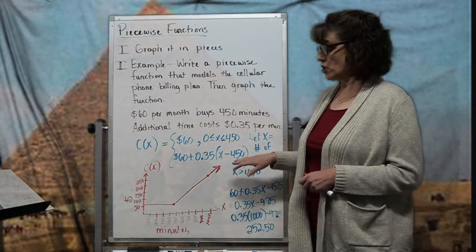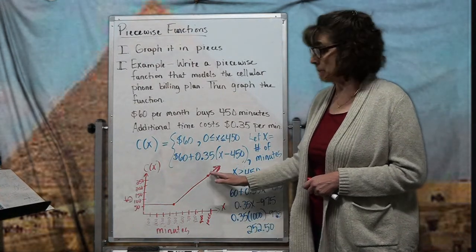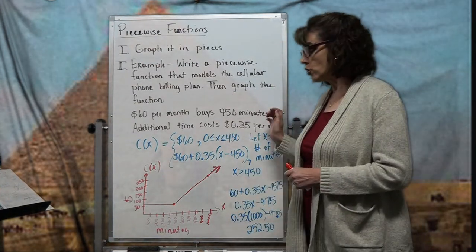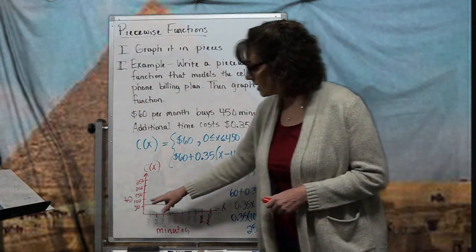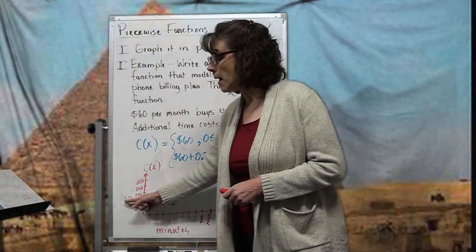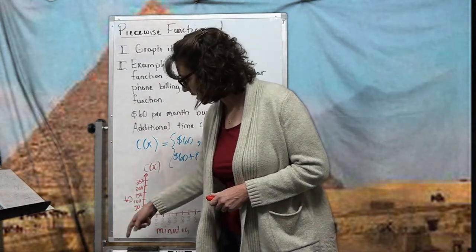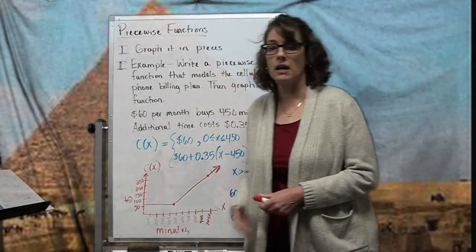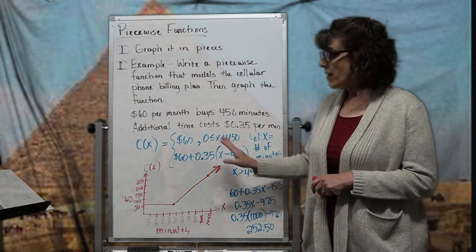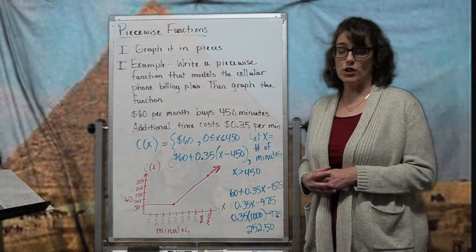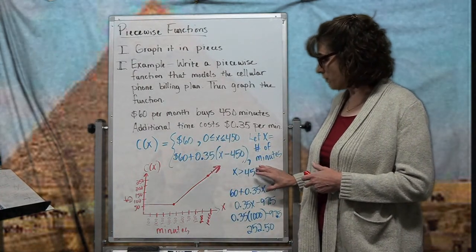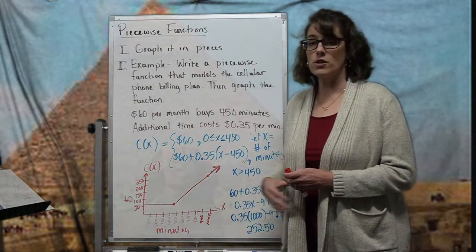Now, I'm not going to talk for a forever number of minutes, and I'm not going to let my cost go on forever either. But technically, it should go on forever. Notice I did not put an arrow on this one because I'm not going to go into negative minutes here. So this is what my piecewise function will look like in terms of its graph. Here's the function itself, and here is the graph.